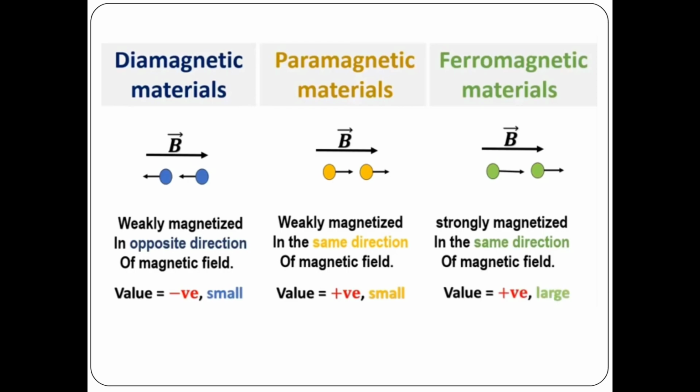The diamagnetic materials have a negative value of susceptibility, and paramagnetic material has a positive and small value, but in the case of ferromagnetic material it is a positive and large value.